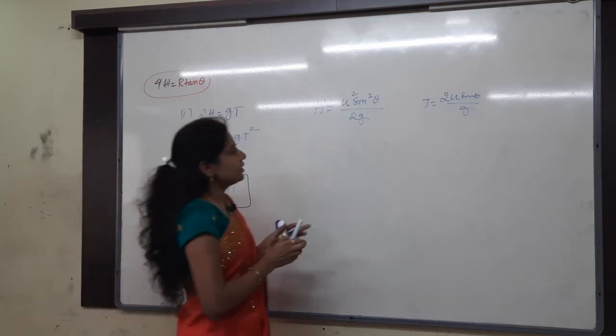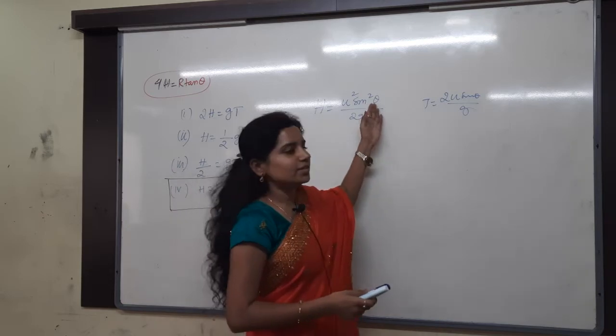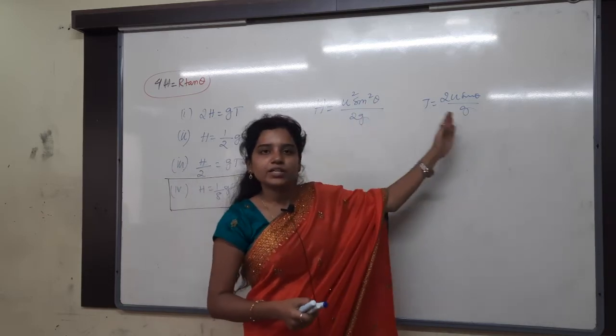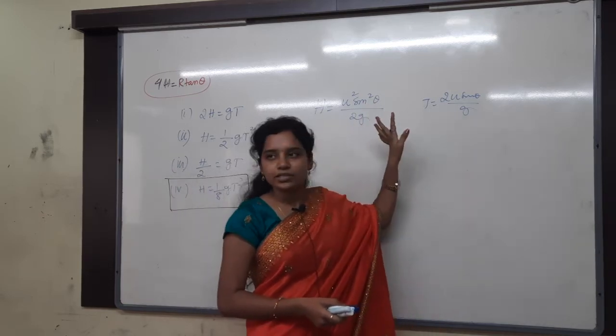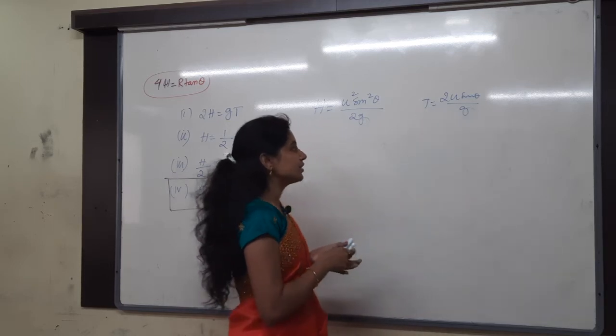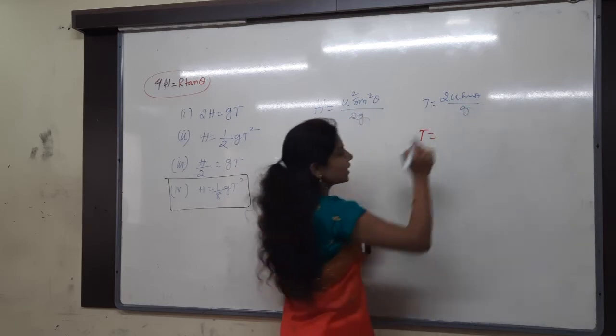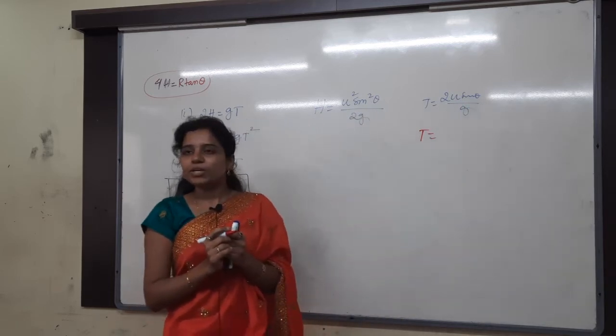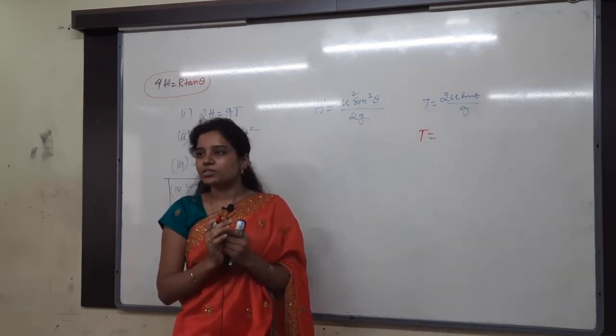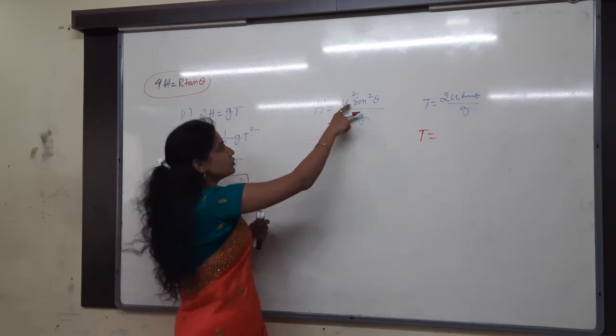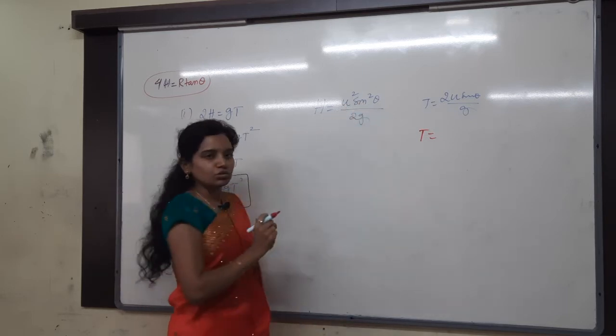So anything you can take, either u square sin square theta by 2g. From H you can get the T, otherwise from T you can get the H. From T it will be easy, I think. Take T here. T is equal to 2u sin theta by g. From that what I have to get? I have to get the H. So H formula is what? u square sin square theta by 2g.